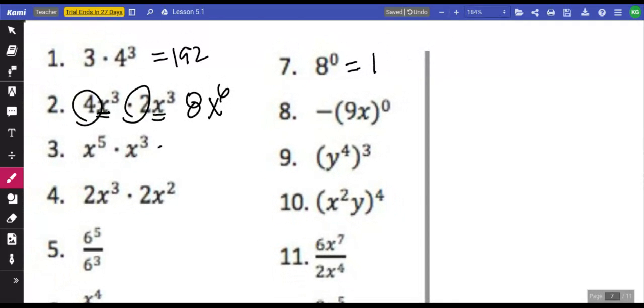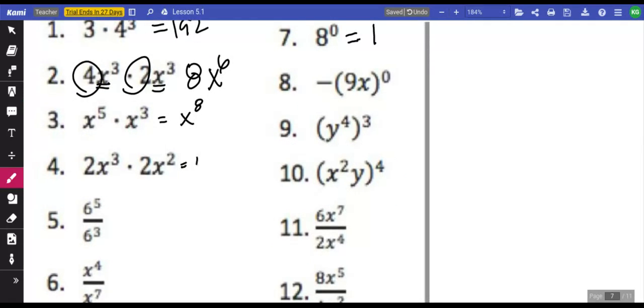This one I'm just going to add the exponents. So it's x to the 8th. This one I'm going to multiply the coefficients and then add the exponents. So it's 4x to the 5th. On number 8, anything to the 0 power is 1, but it's also a negative.